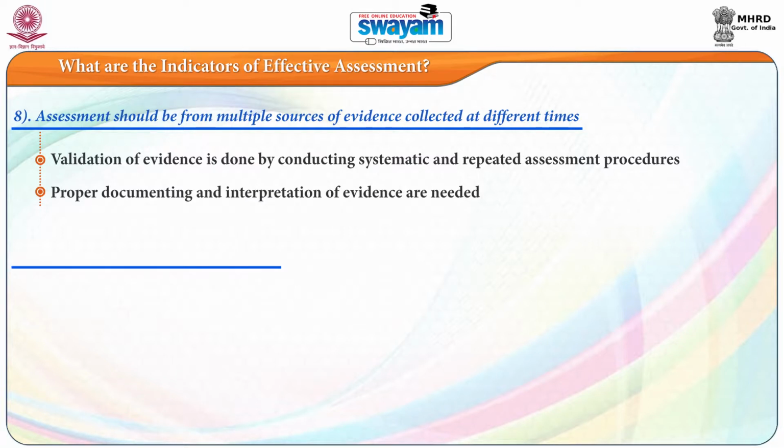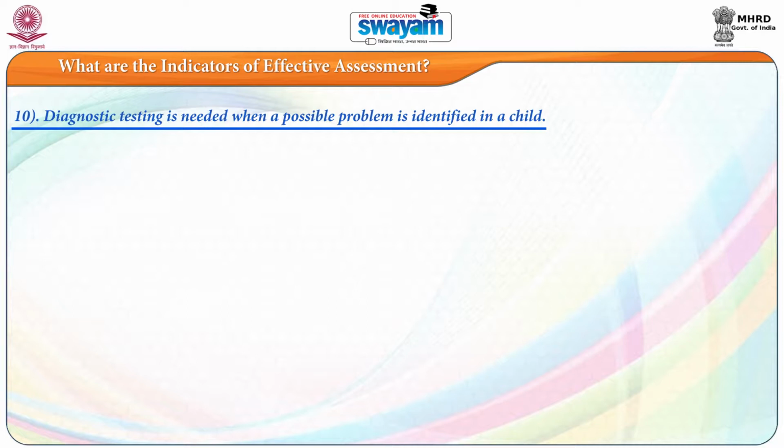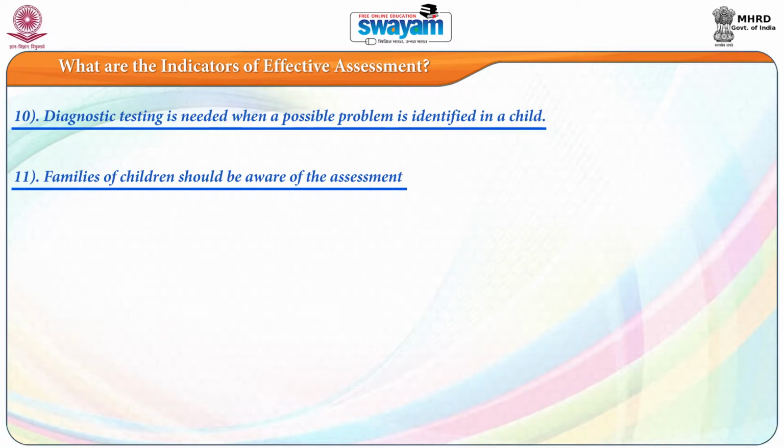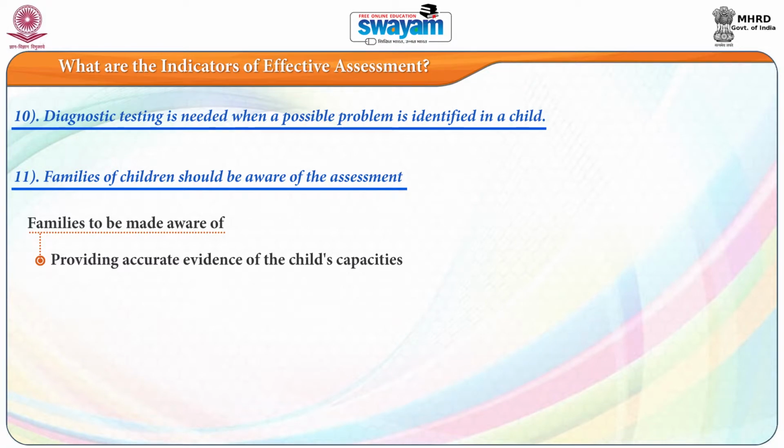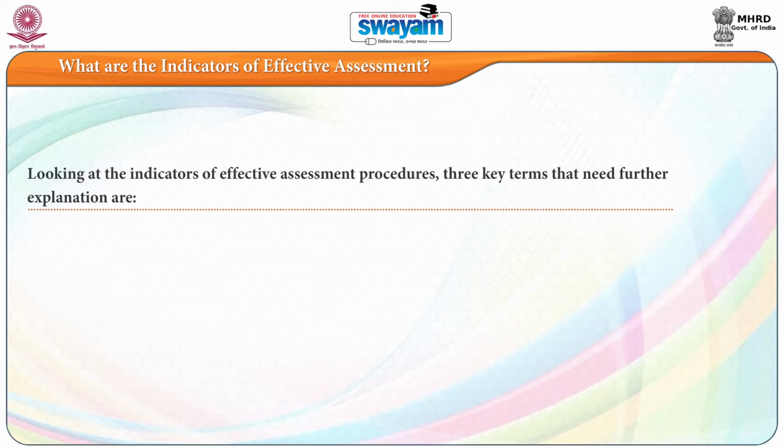The ninth indicator is that screening should be followed by a diagnosis, which was already dealt with in the previous video. The tenth indicator is that diagnostic testing is needed when a possible problem is identified in a child. The eleventh indicator is that the families of children should be aware of the assessment. Families are to be made aware of providing accurate evidence of the child's capacities and of considering the assessment as a process of improving outcome evaluation.